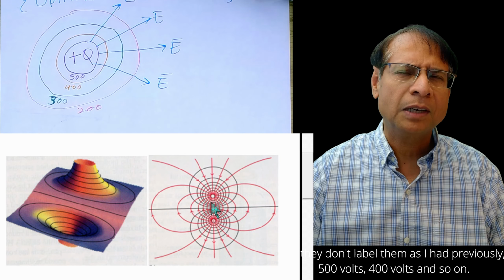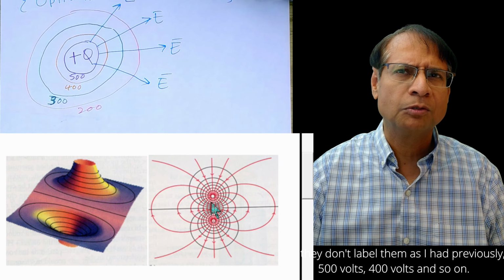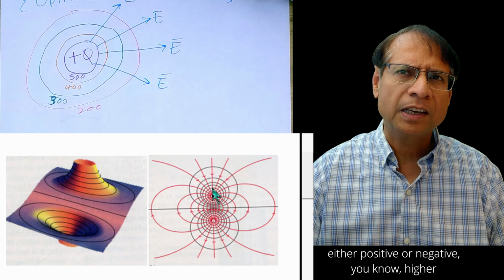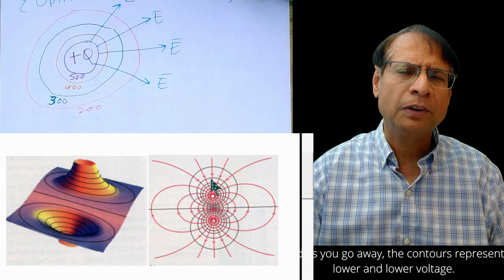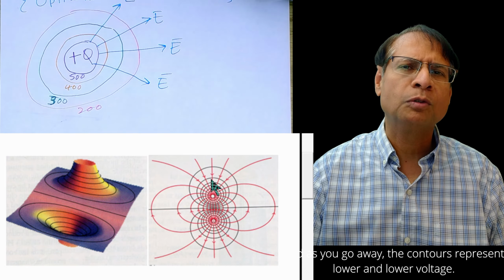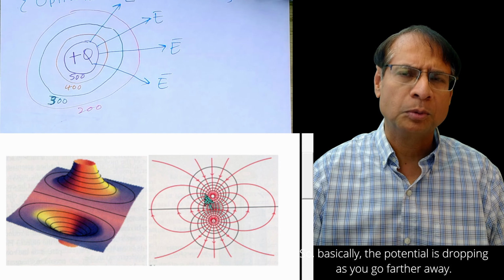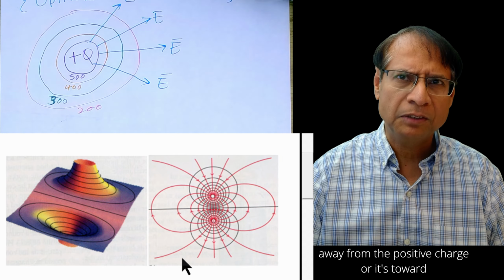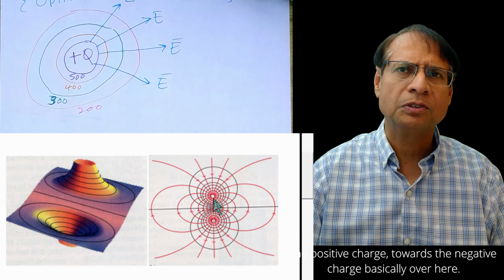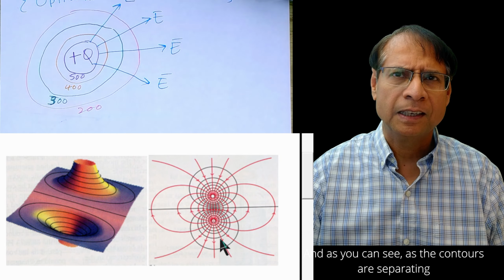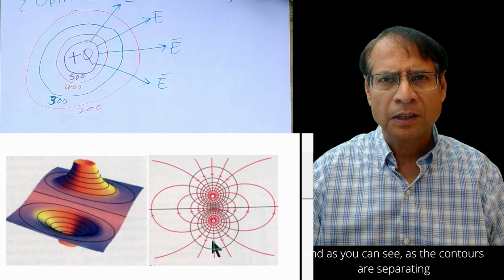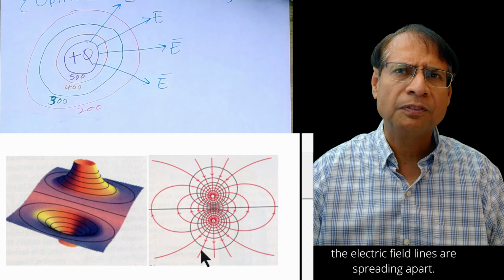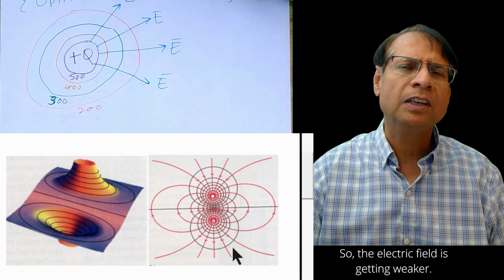They don't label them as I had previously, 500 volts, 400 volts, and so on. But as you get close to each charge, whether it's positive or negative, there's higher voltage. And as you go away, the contours represent lower and lower voltage. So basically, the potential is dropping as you go farther away. And as a result, the electric field is either away from the positive charge, or toward the negative charge. And as you can see, as the contours separate over longer and longer distances, correspondingly, the electric field lines are spreading apart. So the electric field is getting weaker.